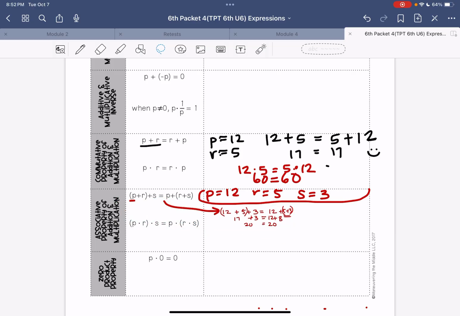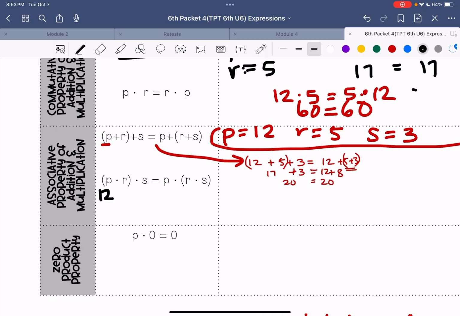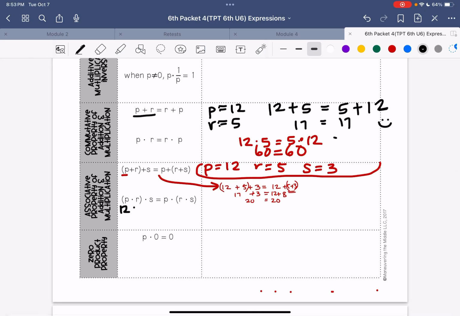Okay. And then now I have the same idea for multiplication. So let me see if I can just write it underneath here. If I put a 12 in for the p, and then I have that times the r times the s. If I decide to multiply the first two numbers first, I should get the same thing as if I decide to multiply the last two numbers first and then come back here and multiply by the 12, because everything is being multiplied. It works. Doesn't matter if you decide to do the end numbers first or the beginning.